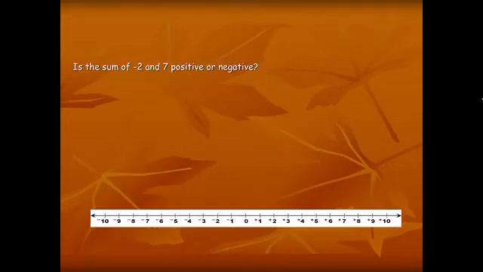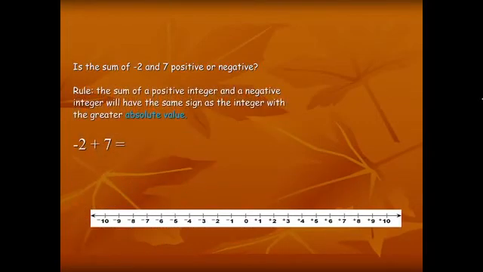Okay? Now what about the sum of negative 2 and 7? Is it positive or negative? Now, the rule here is so simple. The sum of a positive integer and a negative integer will be the same sign as the integer with the greater absolute value. So meaning, which is bigger, 2 or 7? Of course, 7 is bigger. What is the sign of 7? Sir, it is positive. So therefore, expect that your answer should be positive.